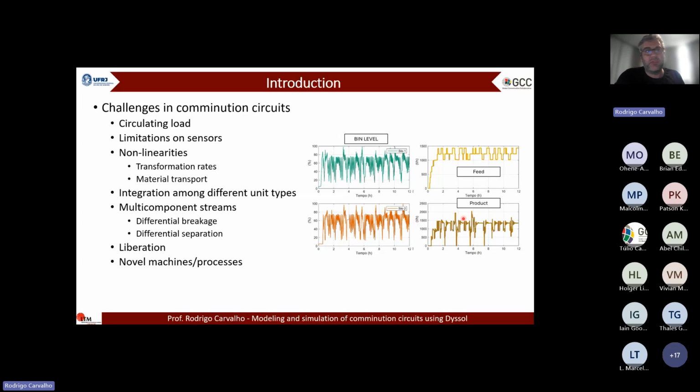So with this type of fluctuation, we have constant change in the circulating loads of the circuit, mainly because almost all of the circuits are closed circuits. We have issues regarding limitation of sensors. We can't detect everything when dealing with solid streams. Of course there are new technologies emerging, but we don't have the availability that we see in other industries, for instance, the oil industry, controlling gas flows and fluid flows.